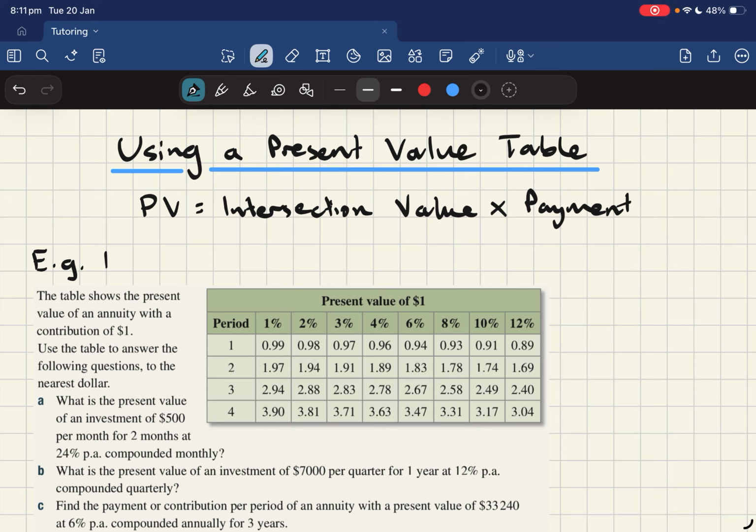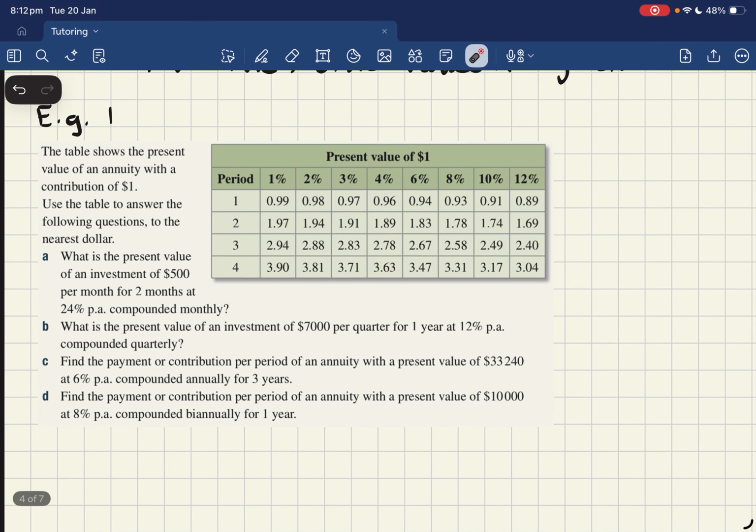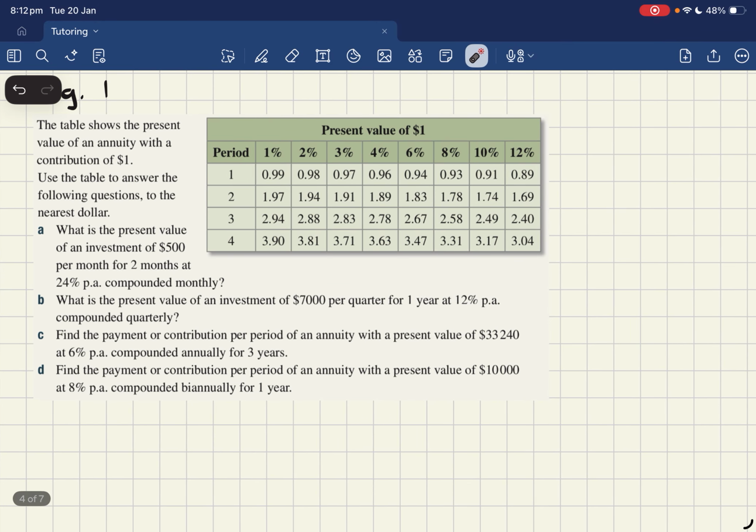So in this video, we are going to do one more example to practice using a present value table. Now, I've written out this formula that we discovered from our last video: to find the present value from the table, we take the intersection value multiplied by the payment. So with that in mind, we're going to go straight into example one. Now we have a present value table of $1, and we're using this to answer the following questions.